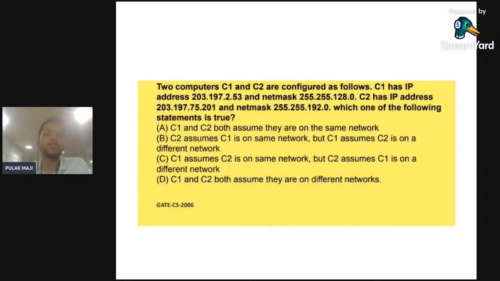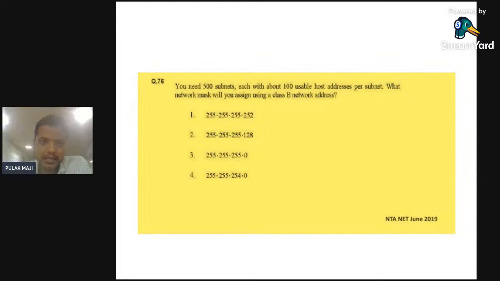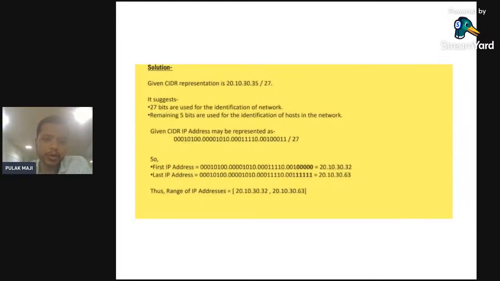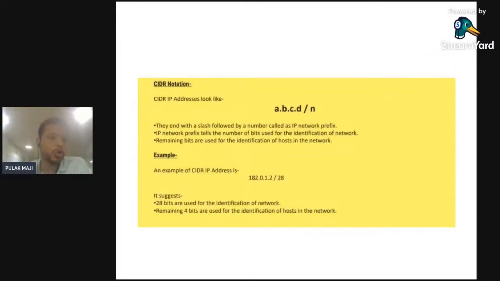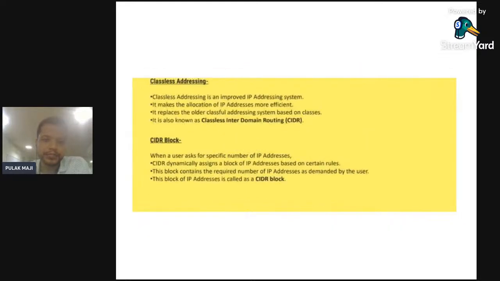27 bits are reserved for the network. This 20, the first octet value, is 8 bits. This is the decimal representation, but actually this first octet is 8 bits. This 10 is also 8 bits, this 30 is also 8 bits, and this 35 is also 8 bits.